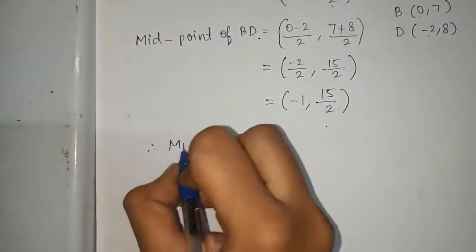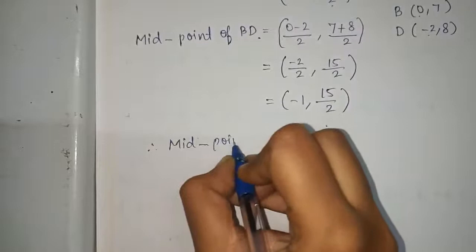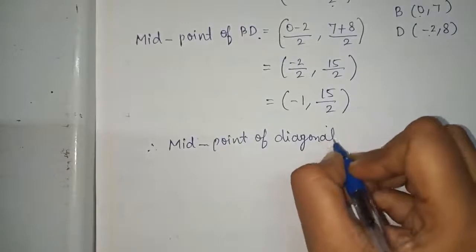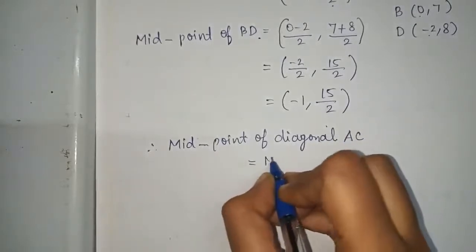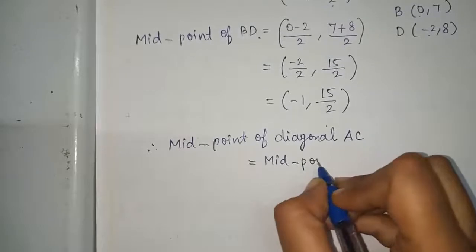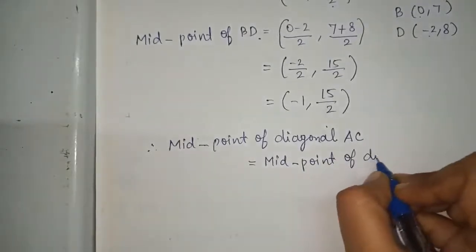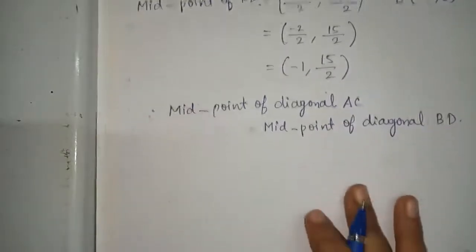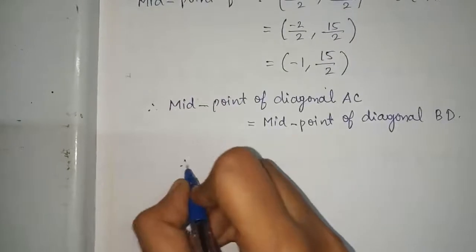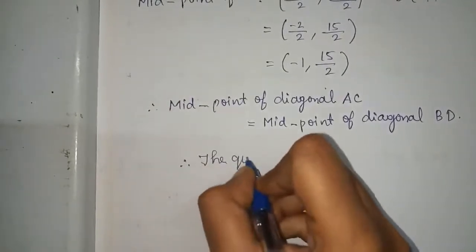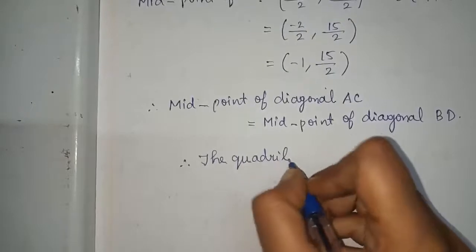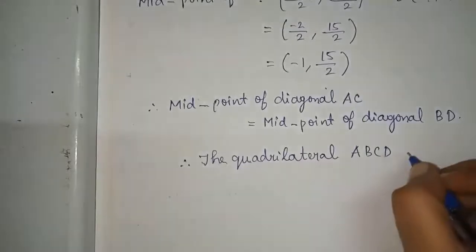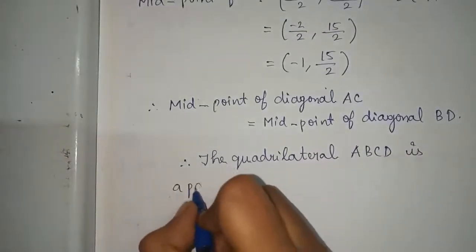Therefore, conclusion: the midpoint of diagonal AC is equal to the midpoint of diagonal BD. Therefore, the midpoints of the two diagonals are equal. Therefore, the quadrilateral ABCD is a parallelogram.